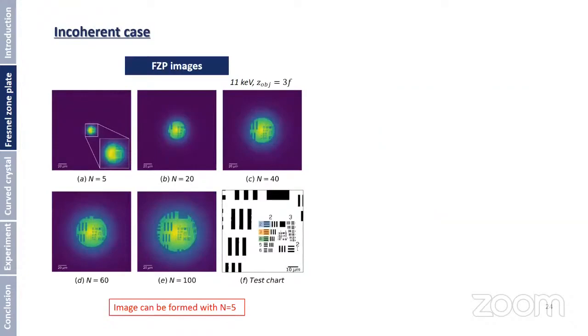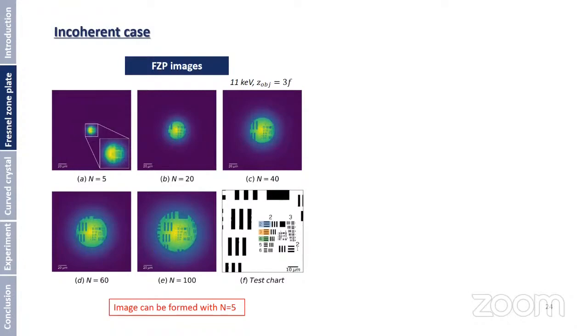Firstly, we are showing the simulation results in the fully incoherent case. There are images with a different number of zones. And the first observation is that the image can be formed by a Venanson plate with only 5 zones, but of low quality. And we can say the image quality improves with the increasing number of zones.